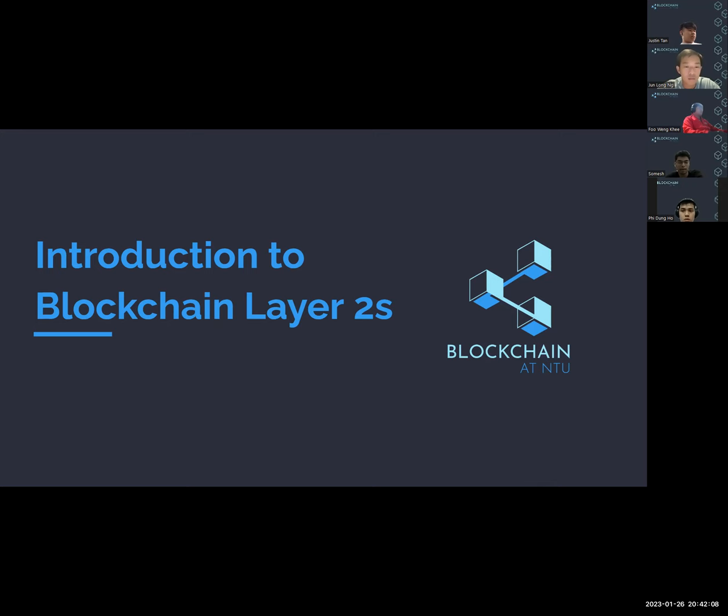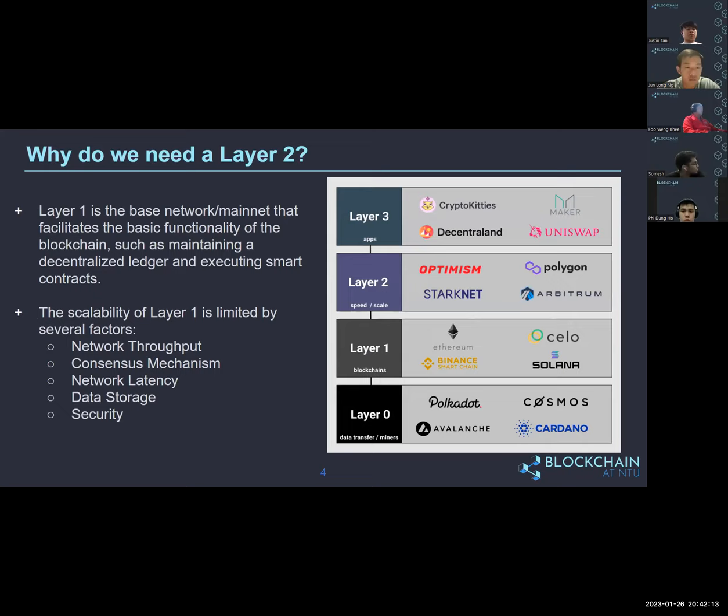Okay, so why do we need a layer two? To understand why we need a layer two, let's first look at layer one. Layer one of a blockchain refers to the underlying protocol or base layer that facilitates the basic functionalities of the blockchain, such as maintaining a decentralized ledger and executing smart contracts. Examples of layer ones are Ethereum, Binance Smart Chain, and Bitcoin. The scalability of these layer ones is limited by several factors.